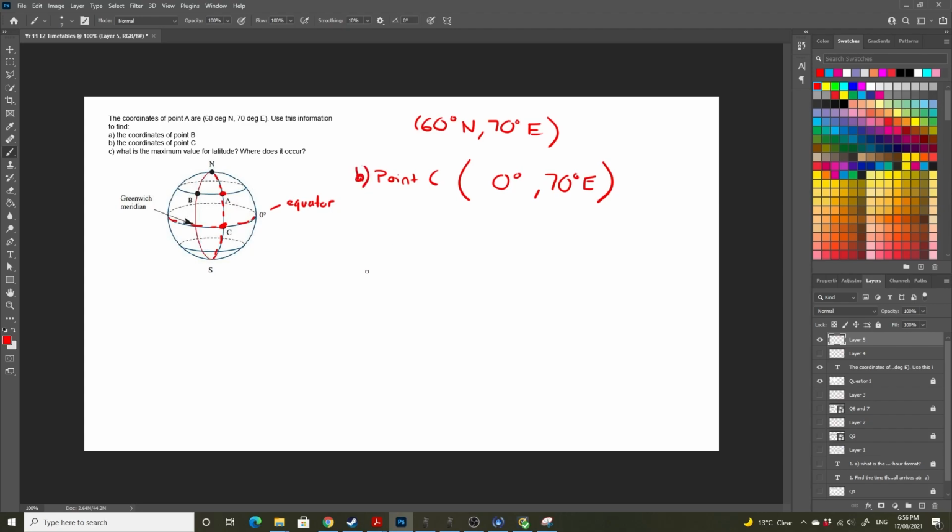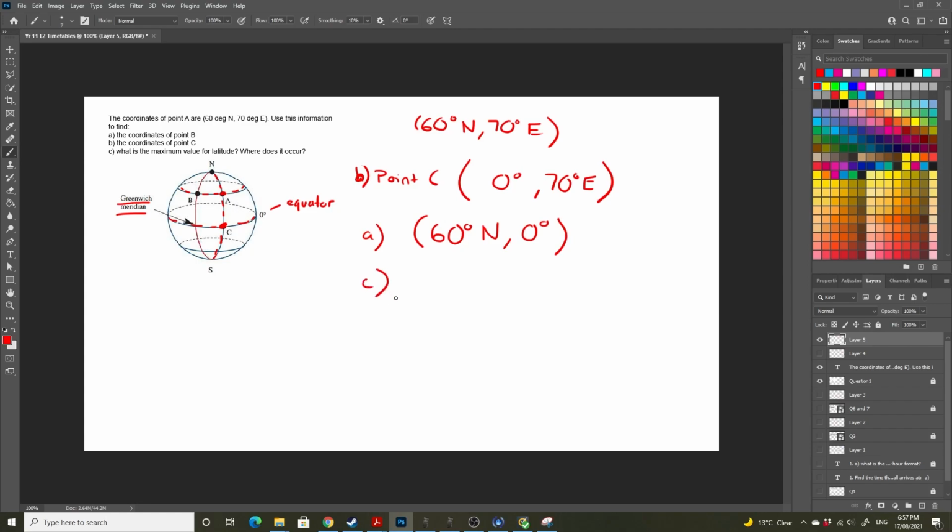So that's C done. Now let's find the coordinates of B. Well, B is on the same parallel of latitude as A, which means its first coordinate is the same as A's, 60 degrees north. Then if we look here, we have an arrow pointing and saying Greenwich Meridian, or prime meridian, and the coordinate of the prime meridian is 0 degrees. So we've solved A and we've solved B.